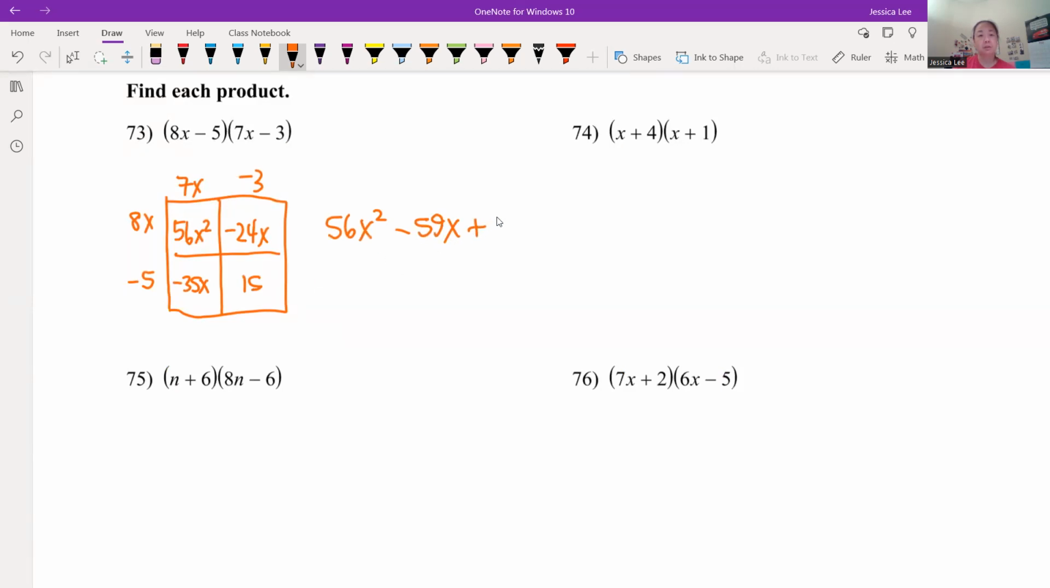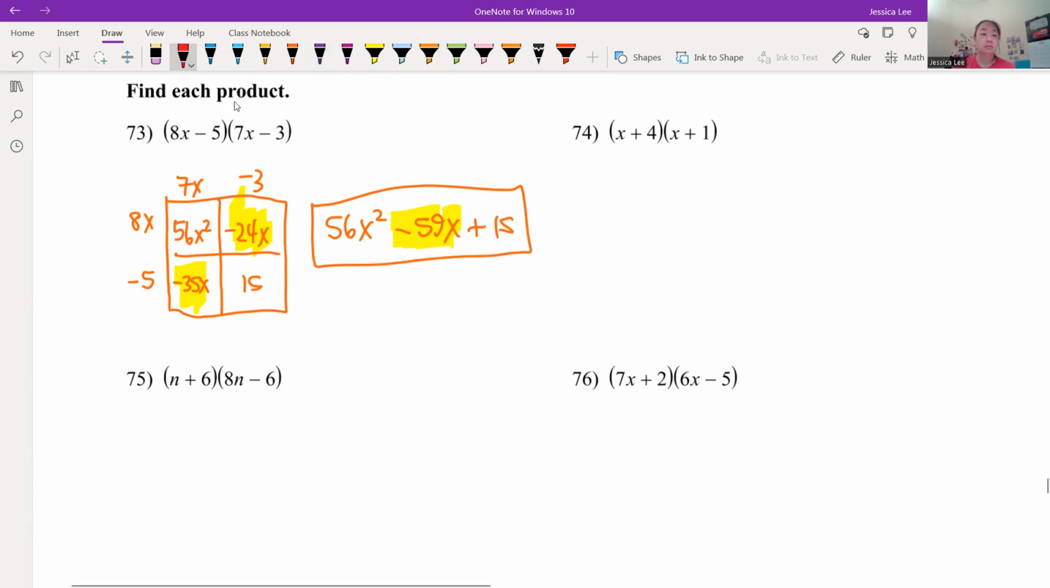And then we got our plus 15. Done. So remember, we're combining like terms. So these two right here, we've got to add them up together to get that right there. So those are like terms. Okay, so we always want it in the simplest form. We always start with the highest exponent first, and then the next highest, and then the constant at the end.